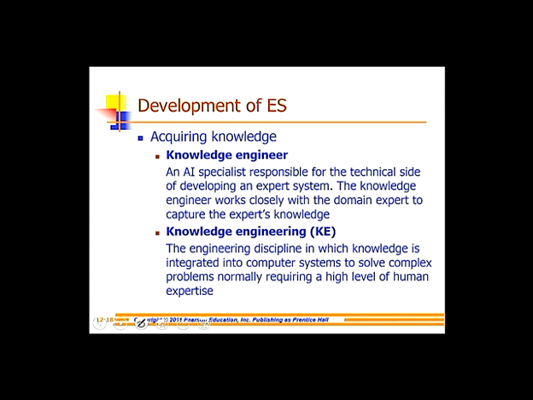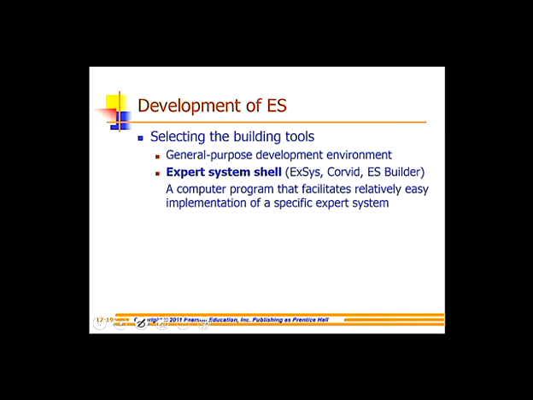Knowledge engineer is the most important person in developing the system. His job is to acquire the knowledge mainly from experts, but he may use other sources as well, as we discussed in the last lecture, to develop the knowledge base and inference engine of the expert system. And the discipline that is related to this is called knowledge engineering.